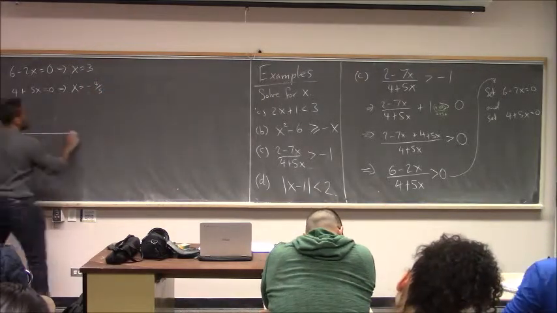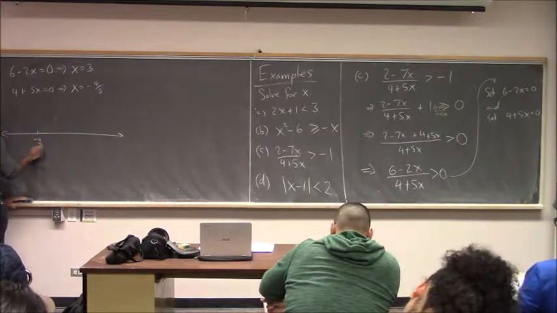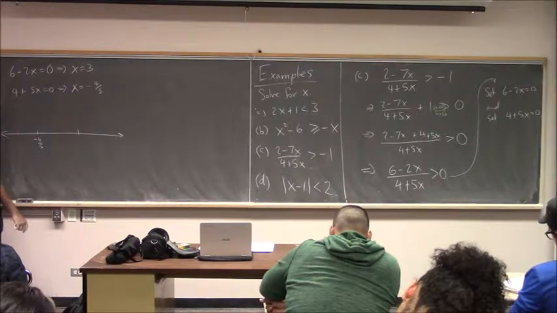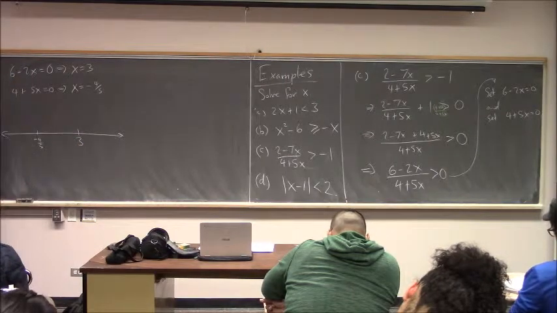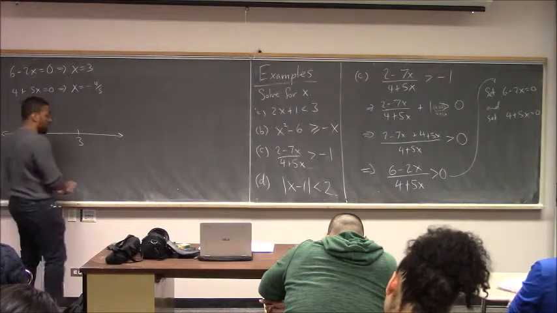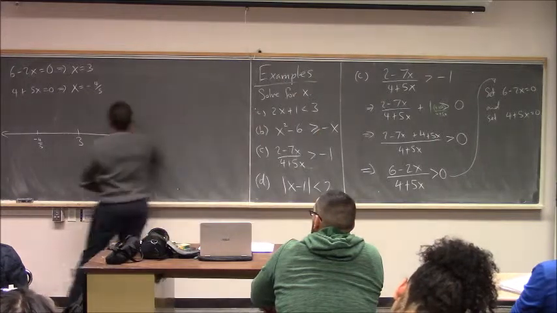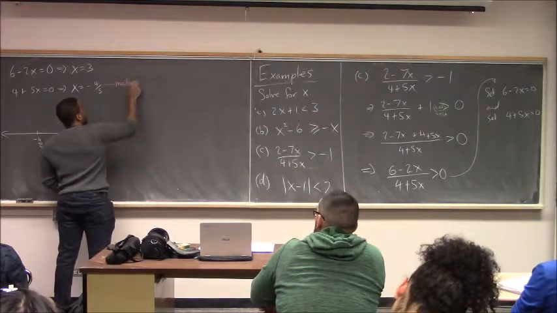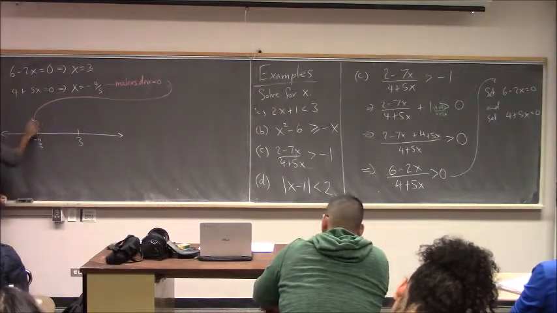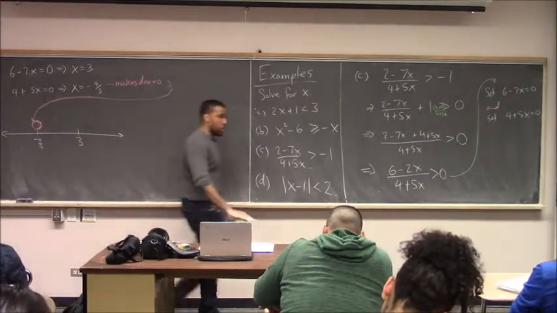So we will plot these on a number line. Minus 4/5 and 3. Now immediately I know, because this makes the denominator 0, right away I'm going to put an open circle here. I immediately want to know, that's a point I can't touch no matter what. Okay?